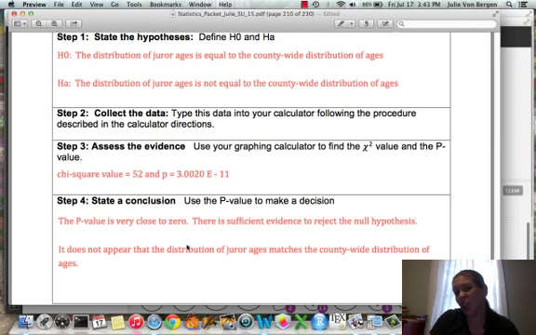So we want to state a conclusion. The p-value is very close to 0. So this tells us there is sufficient evidence to reject the null hypothesis. It does not appear that the distribution of juror ages matches the countywide distribution of ages.